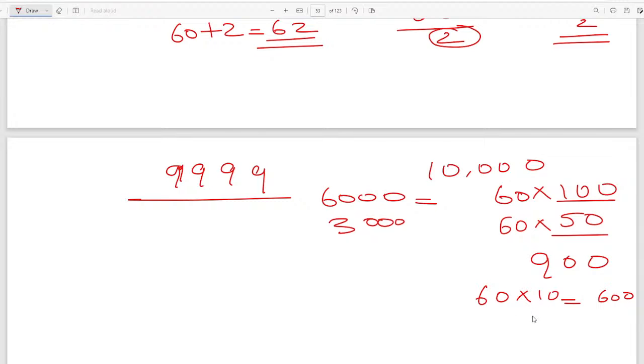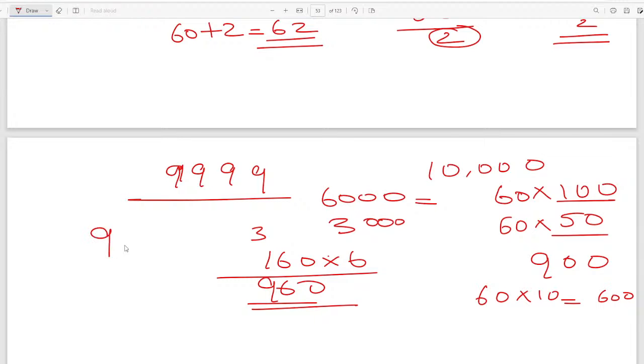Then 60 into 10 is 600. I have 400 remaining. So this would be 160 into 60. 6 sixes are 36, and so on. That is 9,600. I have to add more.